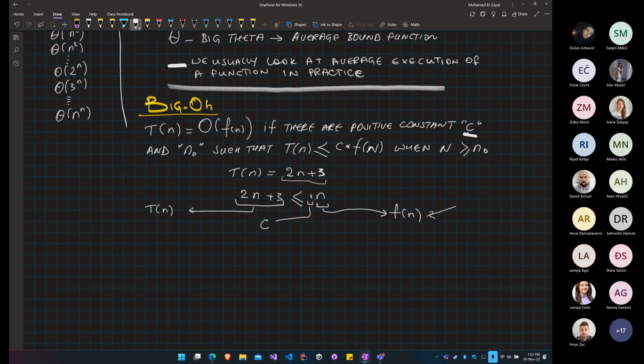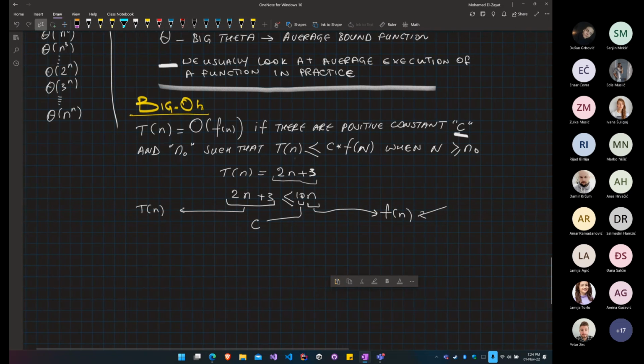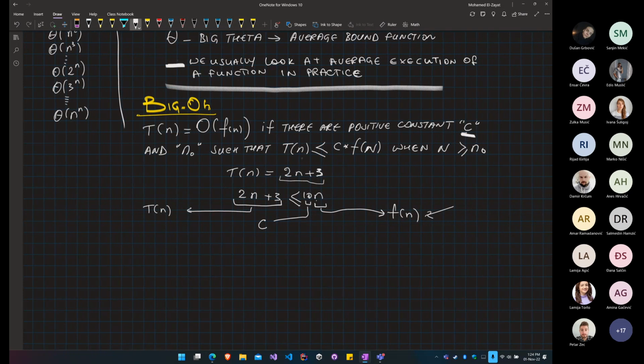I can, for example, put here 1, and this will keep satisfying it because 2 times n plus 3 is, sorry, actually right now this is violating it. I have to put here, let's say, 10n in order for it to work, right? I have to think about a number in order for it to be equal. So 2n plus 3 is going to equal whatever is on the other side here, and it will actually satisfy it.